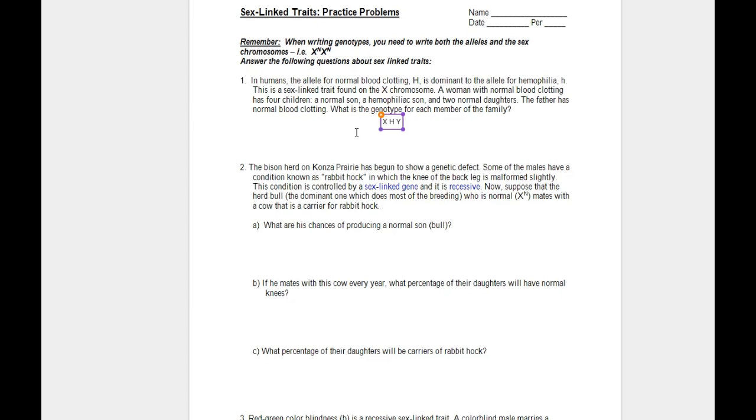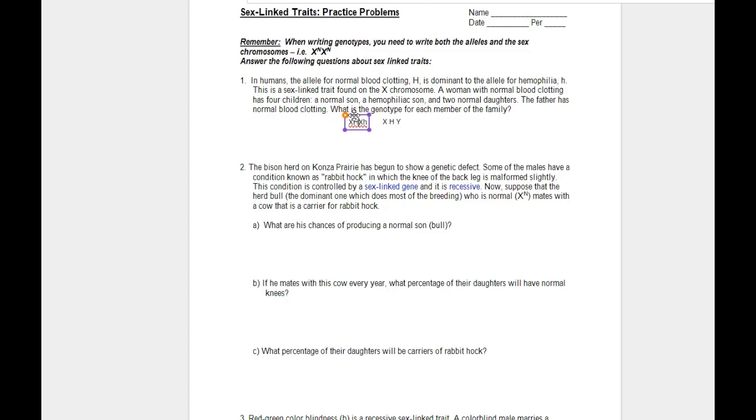Mama, on the other hand, we're going to call her X with a big H, and then down here she's going to have an X with a small h. Those have to be the parents, and this has to be mama, because she has a son that's a hemophiliac. So I should put XX, and maybe put it like this, big H, small h. So her genotype's going to look like that.